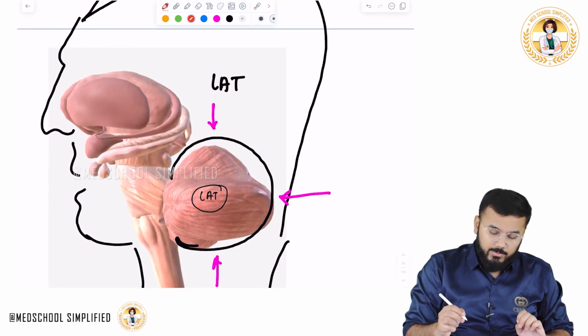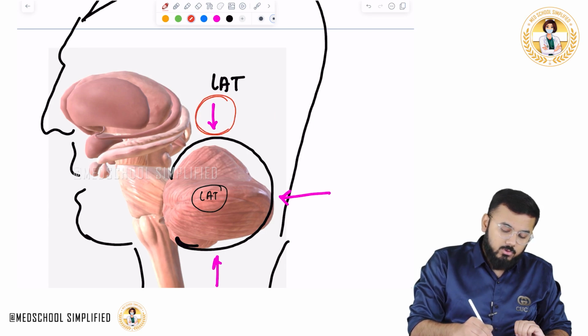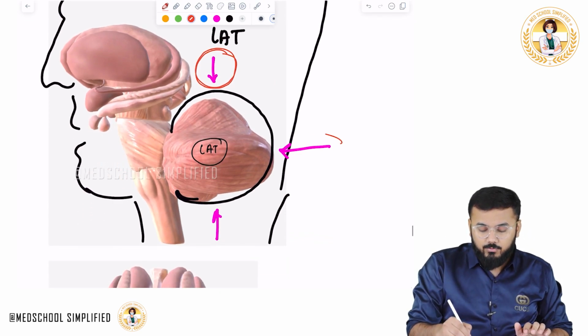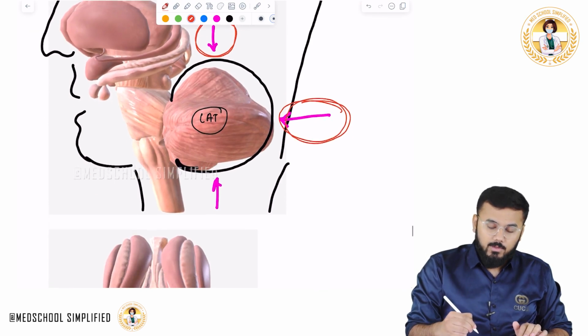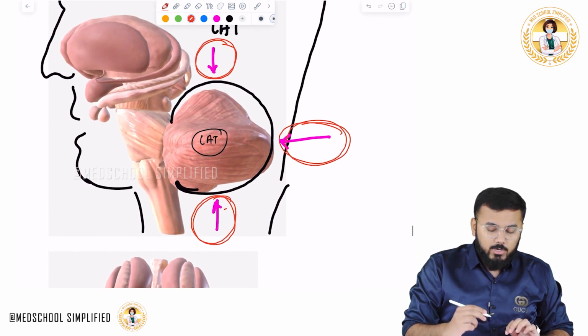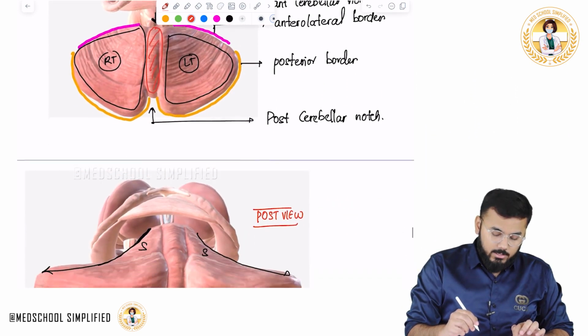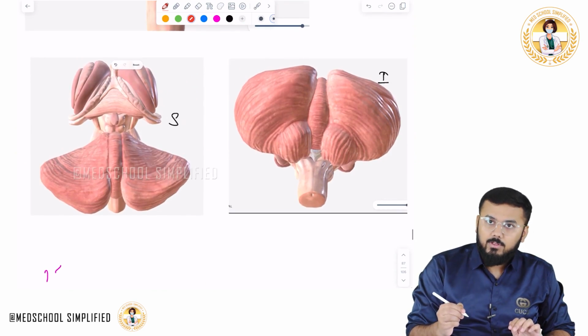This is your cerebellum from the lateral side. Now, this view from the top is called a superior view. This view from the back is called a posterior view. And this view from the bottom is called the inferior view. First, let us look at the superior view. Superior view, this is how it looks. Let us look at the inferior view. See, this is the inferior view.